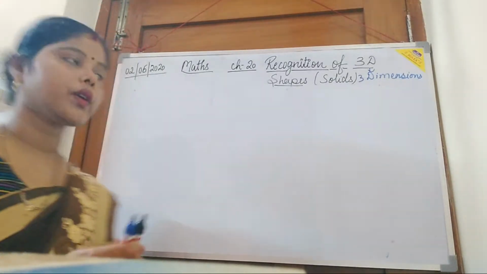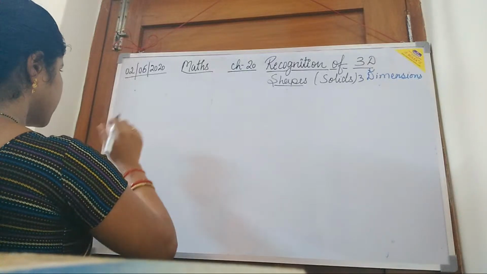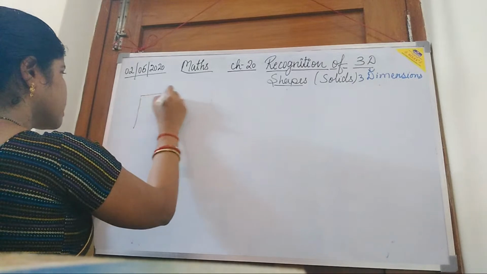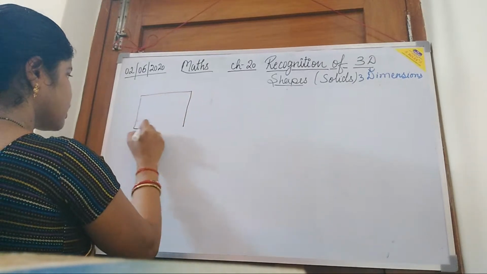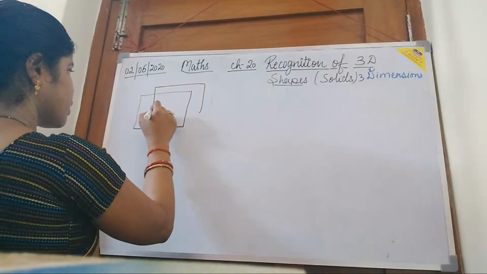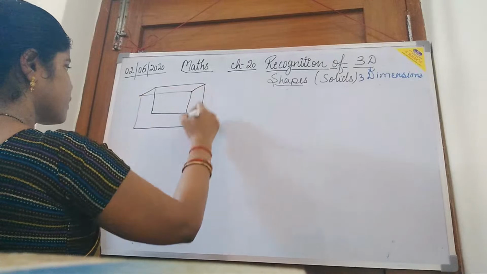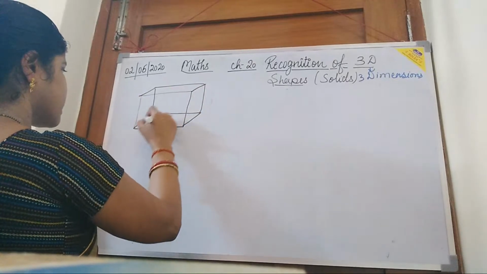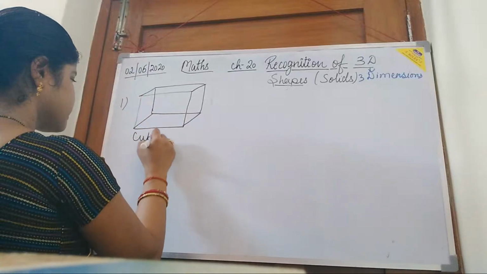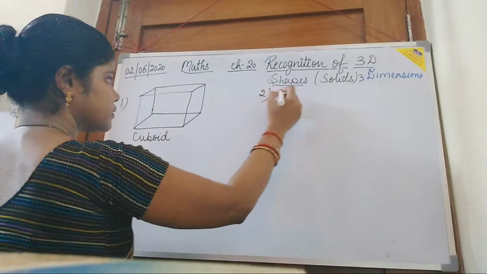So in total we have discussed the first figure as a cuboid, and the second as a cube.